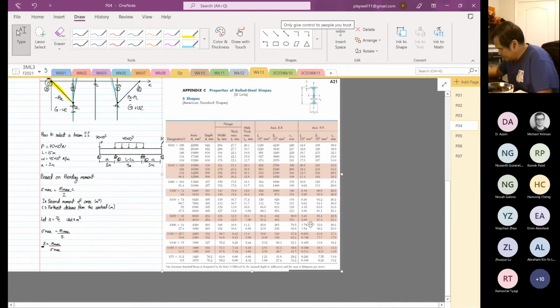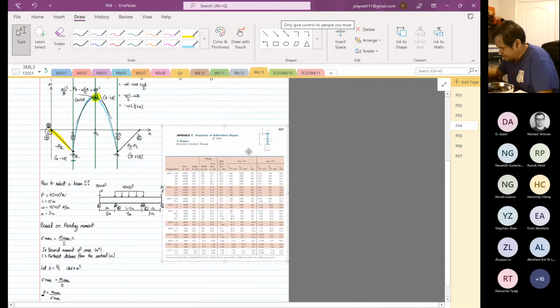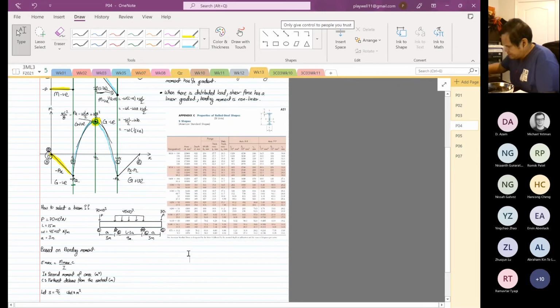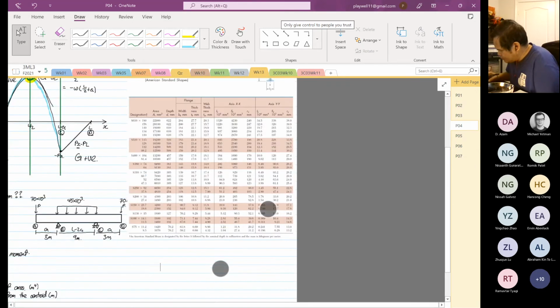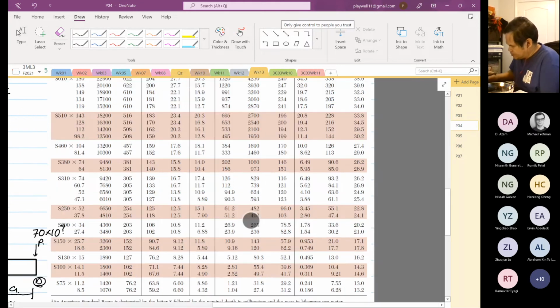I'm going to zoom in on this table. On this table, can you all see Sx? This is what we are calculating, this is what we are going to determine.